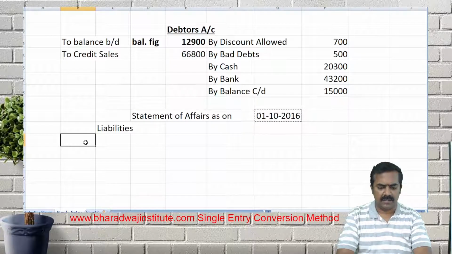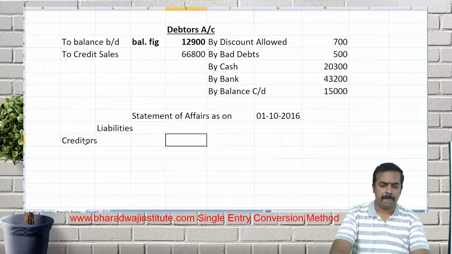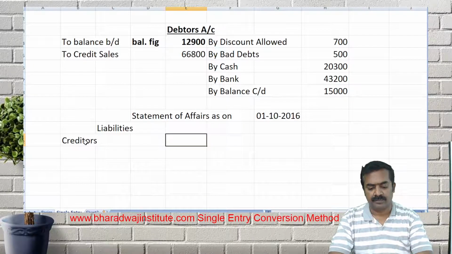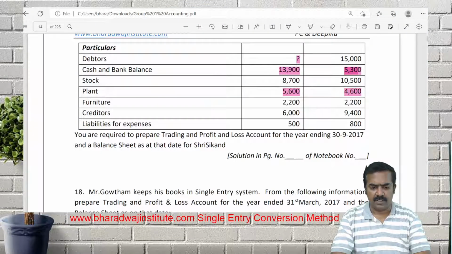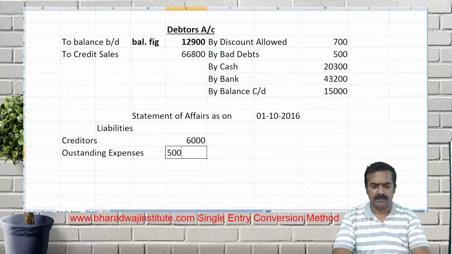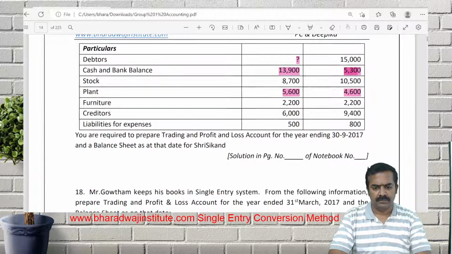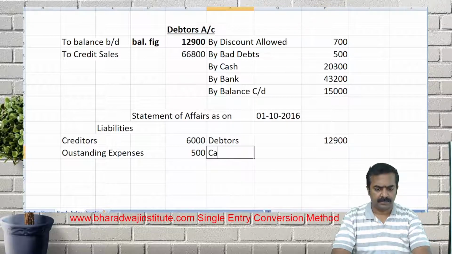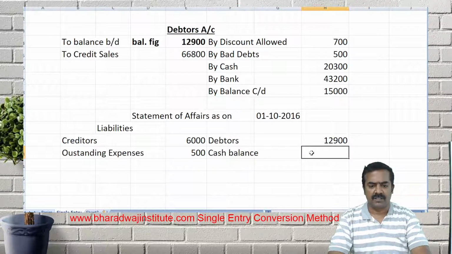Tell me the liabilities on this date. How much are the creditors? What is the creditors on this date? 6,000. Then outstanding expenses, there are outstanding expenses. 500. Which expense? Liability for expenses 500. Then assets, various assets. Debtors we have now worked out. Then cash and bank. Cash balance we work out as a balancing figure, opening balance.